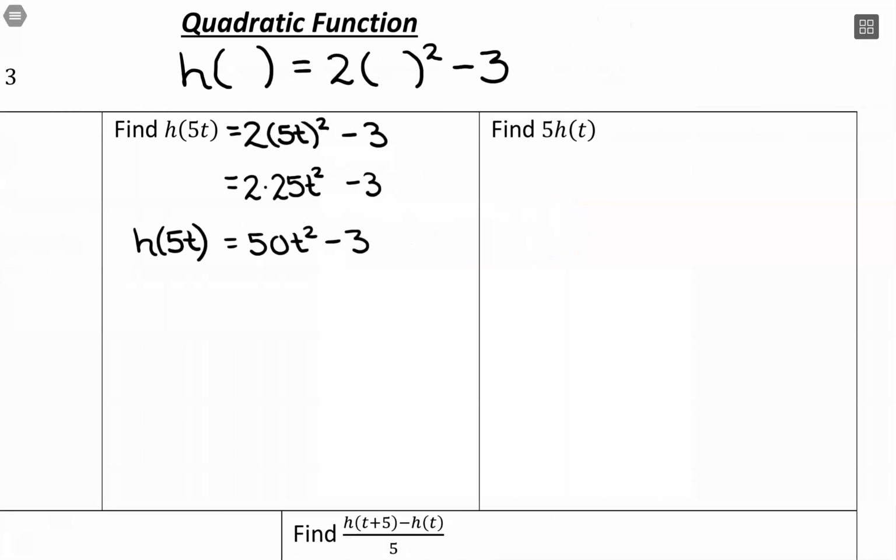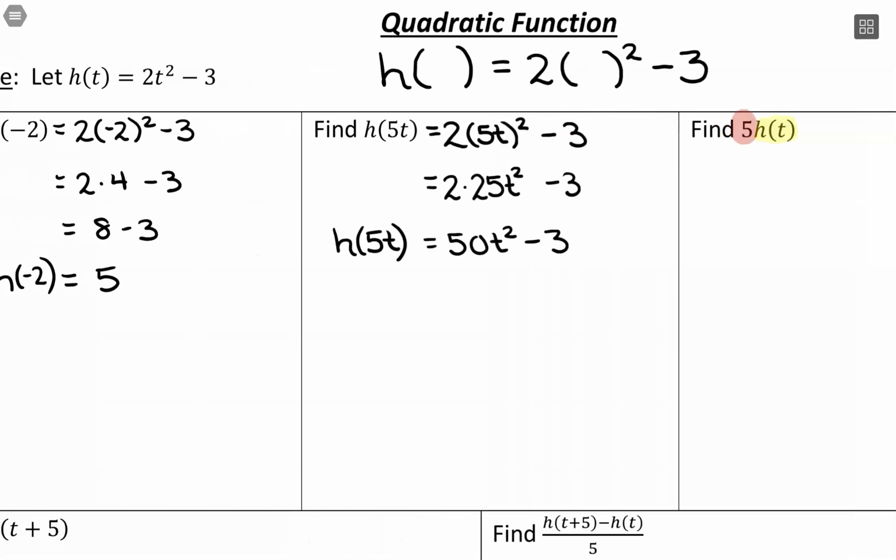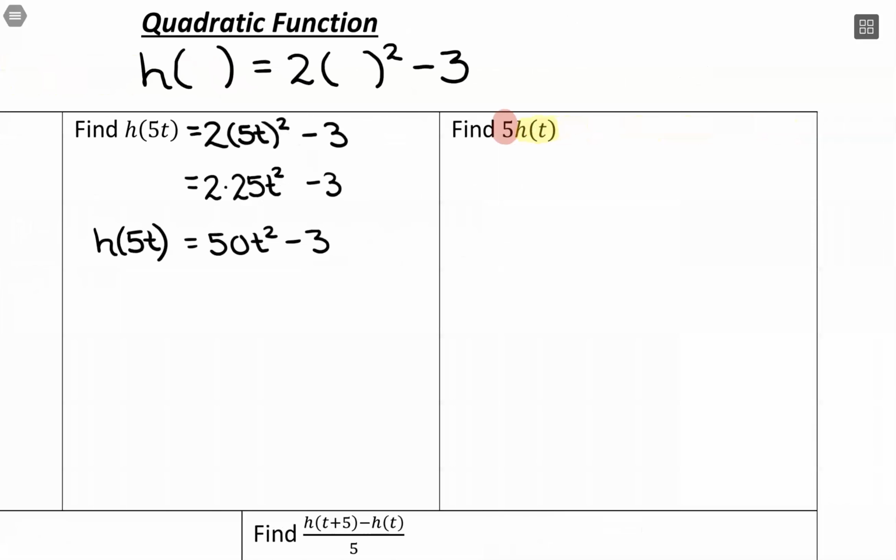Now with this one, notice that 5 is on the outside. So we have 5, and I have my h of t. So h of t can just be completely replaced with this 2t squared minus 3. So what this is going to look like is we'll have 5 on the outside multiplying. I'm going to go 5, and then parentheses for multiplication. And inside those parentheses, I'm going to put my function h of t. Instead of writing h of t, I'm going to write this 2t squared minus 3.